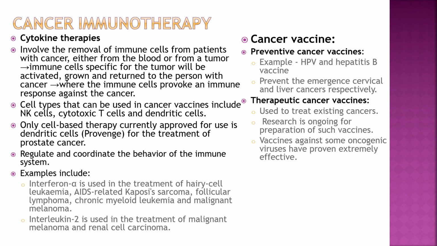Cancer immunotherapy, cell-based therapy, involves the removal of immune cells from a patient with cancer, either from blood or from the tumor. Immune cells specific to the tumor are activated, grown, and returned to the person with cancer, where the immune cells provoke an immune response against the cancer. Cell types that can be used in cancer vaccines include NK cells, cytotoxic T cells, and dendritic cells. The only cell-based therapy currently approved for use is with dendritic cells, Provenge, for the treatment of prostate cancer.